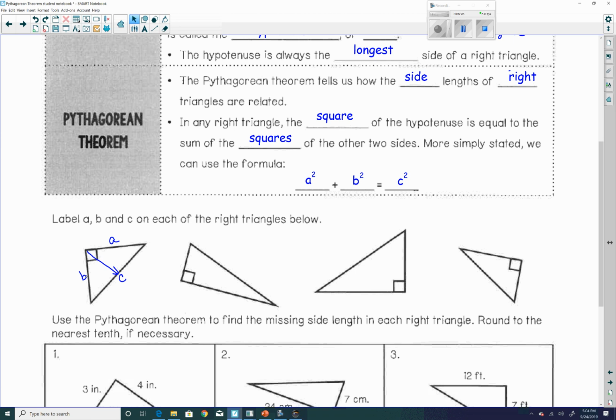I'm going to show you one more time, and then I'm going to ask you to pause the video and label up the last two. So my right angle is depicted by this box here. So I know that's my right angle. I'm going to draw an arrow through it. It's always going to point at my C side. And then I can just label up A and B. Please pause the video right now and label the last two triangles here.